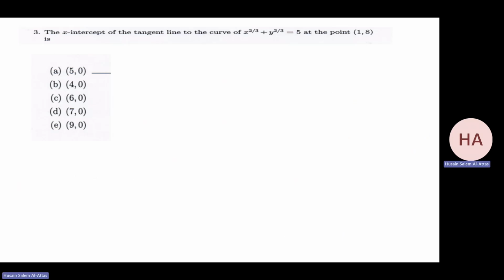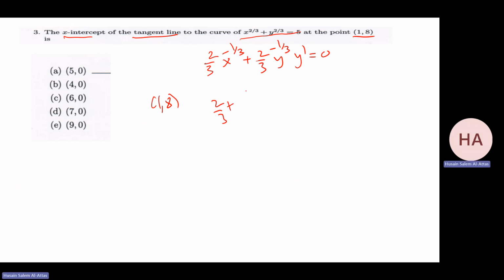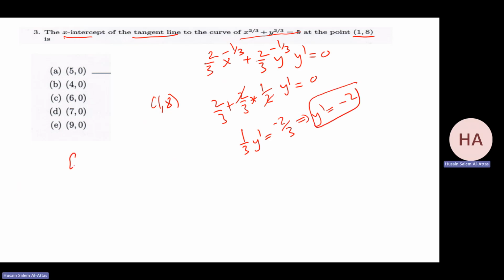Find the x-intercept of the tangent line to this curve. So I need to find the tangent line, then find the x-intercept. Differentiate: 2 over 3 x to the power minus 1 over 3, plus 2 over 3 y to the power minus 1 over 3 y prime equals 0. At the point 1, 8, so x equals 1, y equals 8. I have 2 over 3 plus 2 over 3 times 8 to the power minus 1 over 3, which is half, y prime equals 0. So I have 1 over 3 y prime equal minus 2 over 3. So y prime equals what? Minus 2.